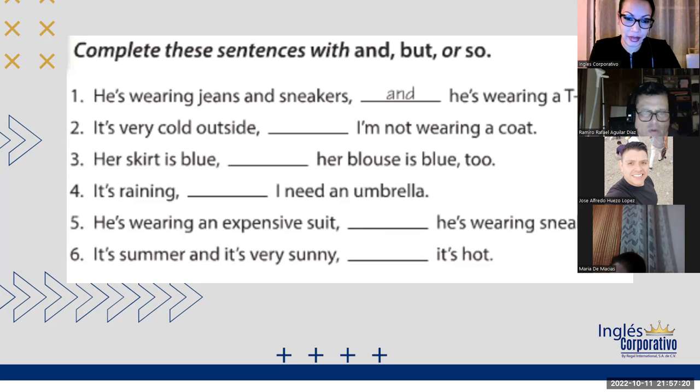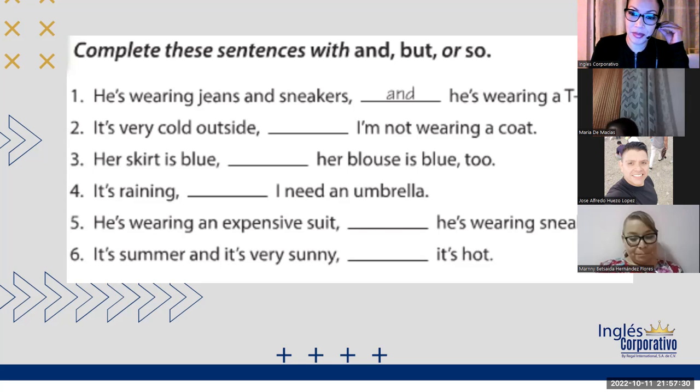Number five. He's wearing an expensive suit, but he's wearing sneakers. Excellent. He's wearing an expensive suit, but he's wearing sneakers. Very good. Excellent. And the last one, the number six, volunteer.